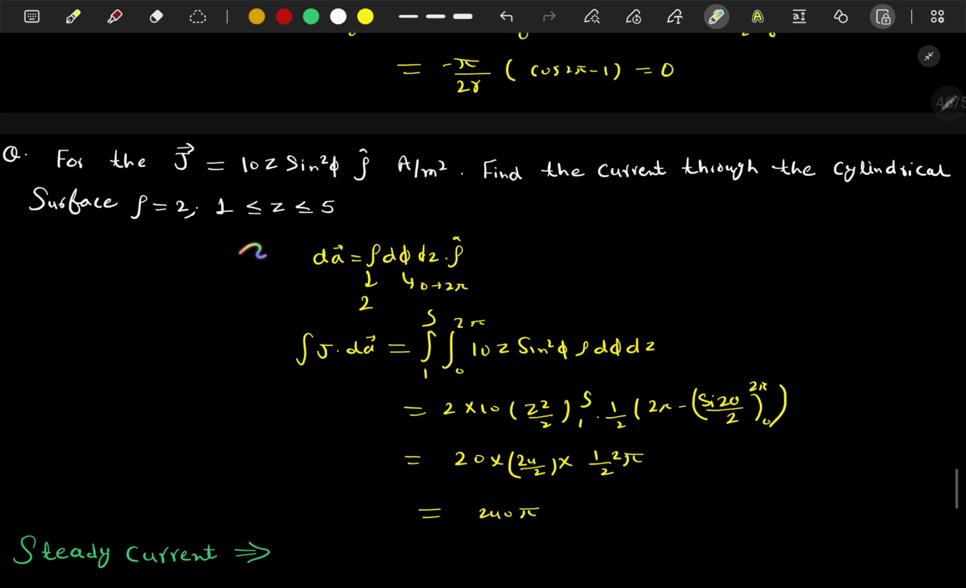Again, next question. For J equal to 10 z sin square phi rho cap amperes per meter square, find the current through the cylindrical surface in rho and z. So dS is rho d phi dz rho cap, and phi is 0 to 2 pi. Let's integrate this. Rho is 1 to 5 and phi 0 to 2 pi. So you have 2 into 10, z square by 2 from 1 to 5, and sin square theta equals 1 by 2 times 1 minus cos 2 theta. So the integration will be 2 pi, and cos 2 theta integrates to sin 2 theta by 2, and sin 2 pi will be 0. This will give you pi. Put it here. You are having 240 pi as the answer.